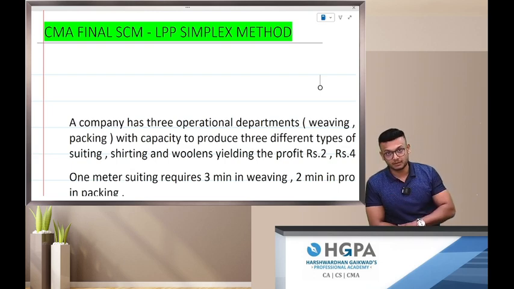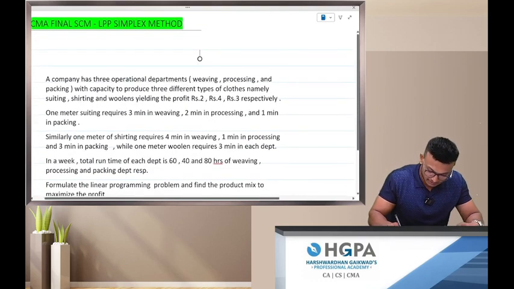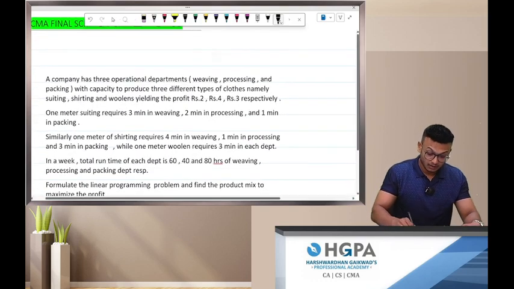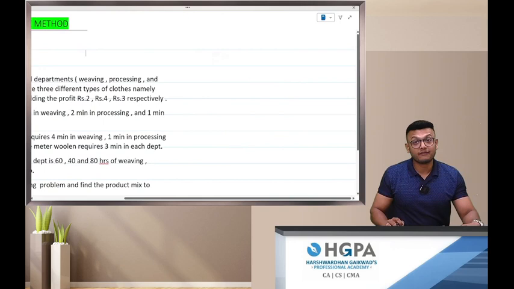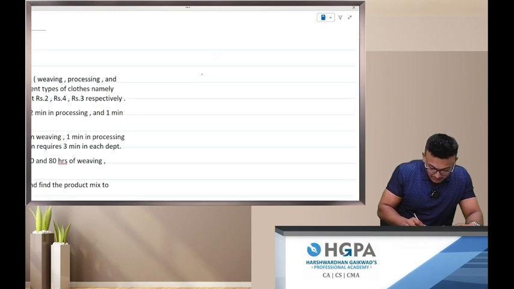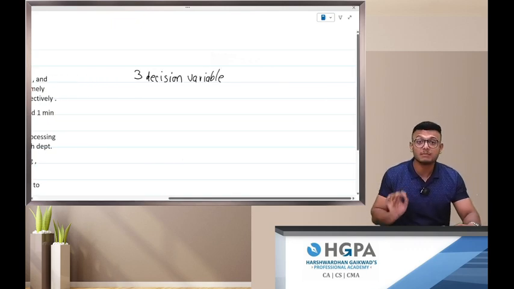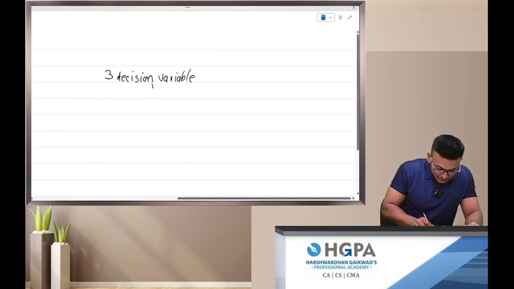The most important part. Now, before I start with simplex, pay attention please. Simplex method is used where there are three decision variables. Everyone pay attention very properly. My job is to tell you simplex in the most simple manner. Okay, you need to pay attention. For three decision variables, we will use simplex.